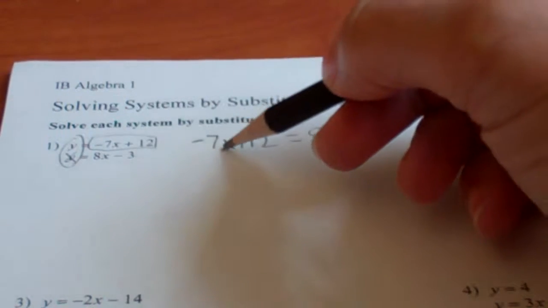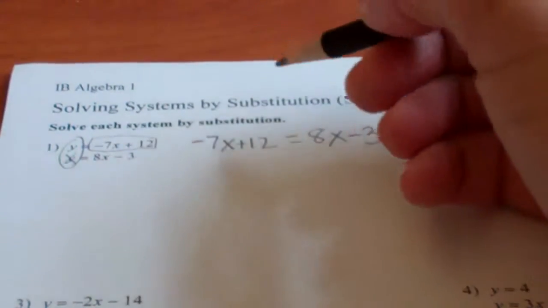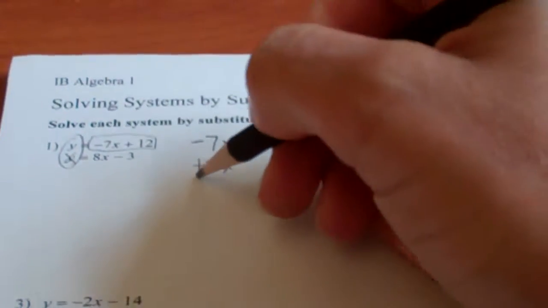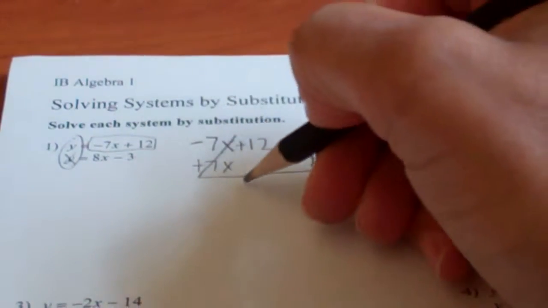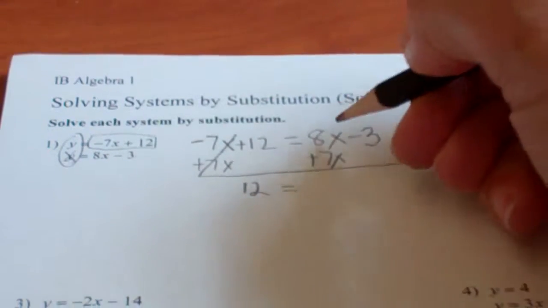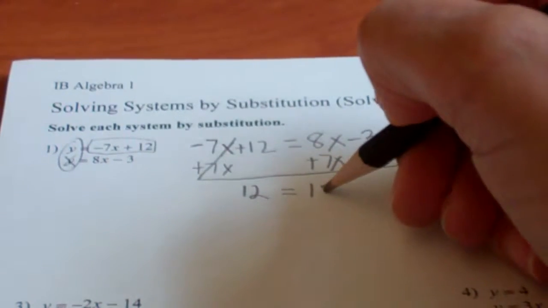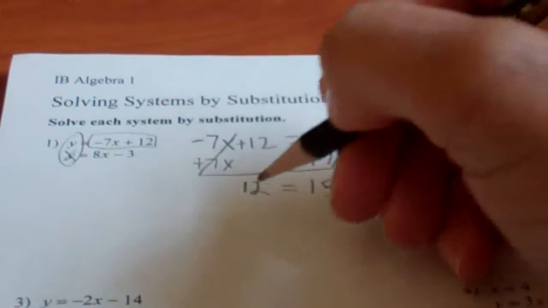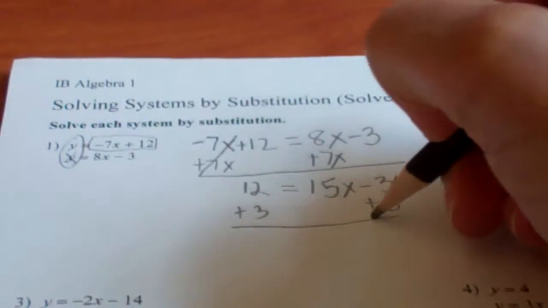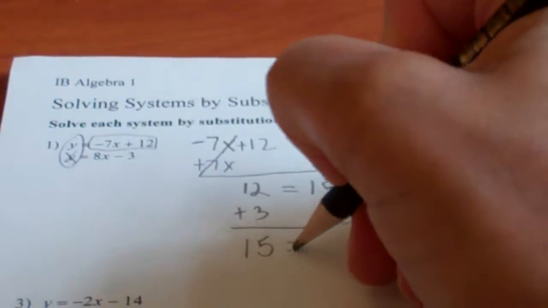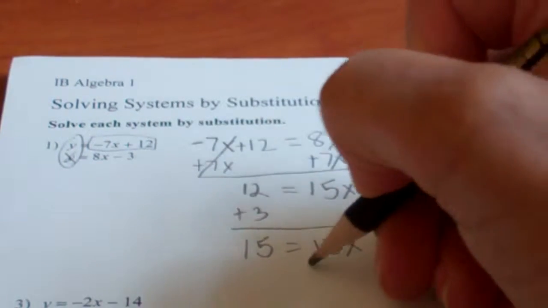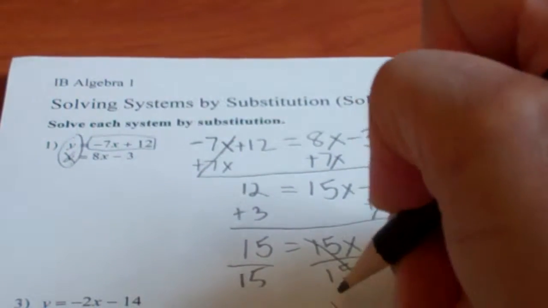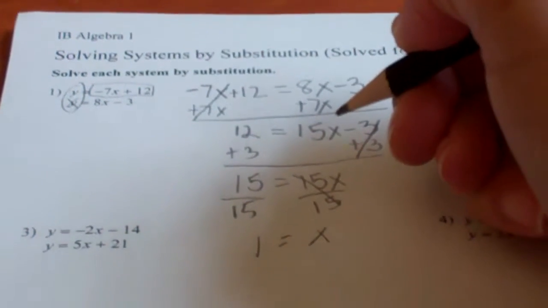Now you have to bring over our x's to one side. So I'm actually going to add this 7x to the 8x because they are alike. Bring down my 12, my equals, 8 plus 7 is going to be 15x minus 3. Now I'm going to move this minus 3 by adding it to both sides. I get 15 equals 15x. Divide both sides by 15 because that's the number next to x. I get 1x equals 1.